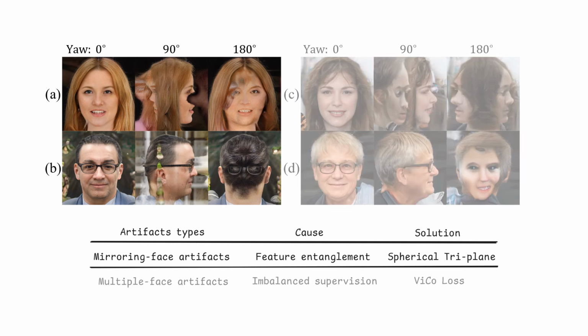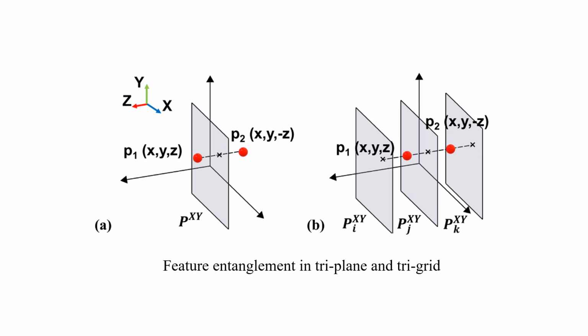The first type is mirroring face artifacts, where the back face mirrors the same identity, expression, and accessories of the front face precisely. This occurs due to feature entanglement caused by the feature projection in the Cartesian coordinate system used in triplane or trigrid representations. For example, a point on the back of the head shares the same features on the XY plane with its symmetrical point on the frontal face. Because the supervision from the front view is much stronger than that from the back view, the frontal face features permeate into the back head region, resulting in these mirroring fake face artifacts.